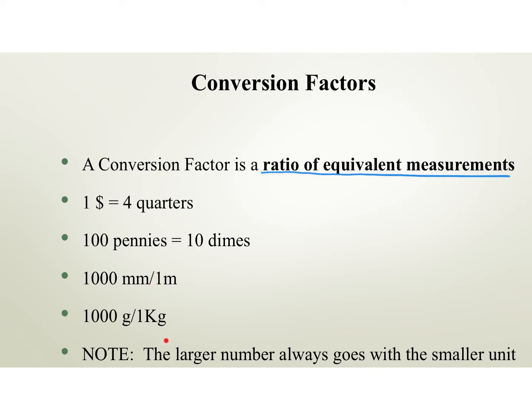And if you're ever not sure which number goes with which unit, a little hint here is, whatever the larger number is, it'll always go with the smaller unit. Let's think about the penny one. Pennies is the smaller unit, and it gets the larger number. There's 100 pennies. And then dimes is the larger unit, so you get the smaller number. If you're not sure what your conversion factor would be, this is a good rule of thumb to follow.